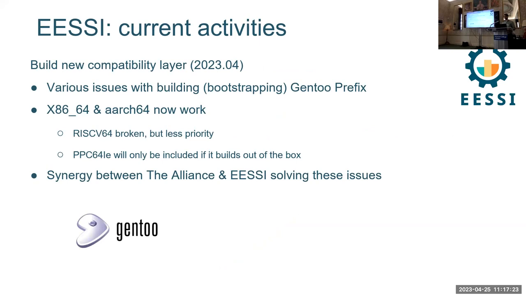In terms of the compatibility layer, Bart already hinted at some collaboration here. We've been trying to create a new version of the compatibility layer and hit some issues along the way. The bootstrap script of Gentoo Prefix that should do this installation of the compatibility layer was giving some issues. For x86 and for ARM, that now works as far as I understand. I've not been working on this myself, so the details are not known to me. But I do know that this also comes from collaboration with the Alliance. I know that Bart actually looked at the x86 problems. I know that Bob from EASY actually looked at the ARM problems. And even if we don't use the same compatibility layer, at least we can benefit by working with the same tool.